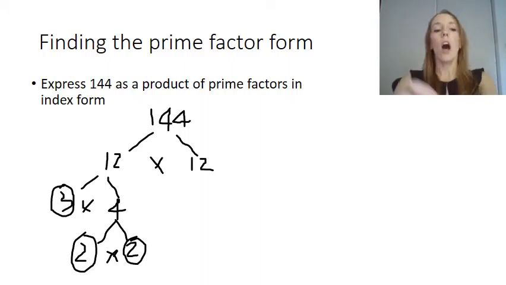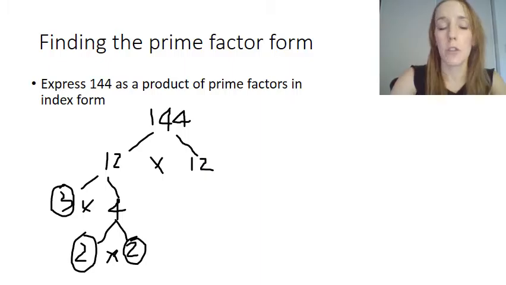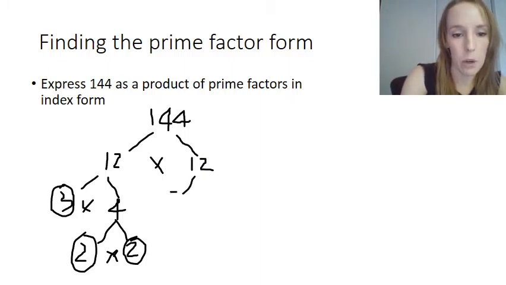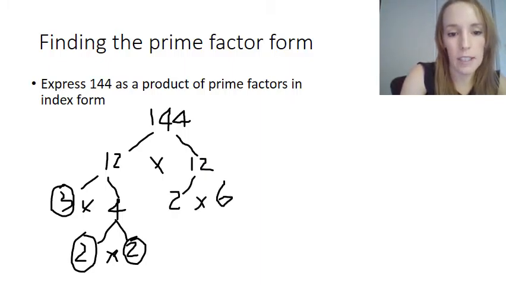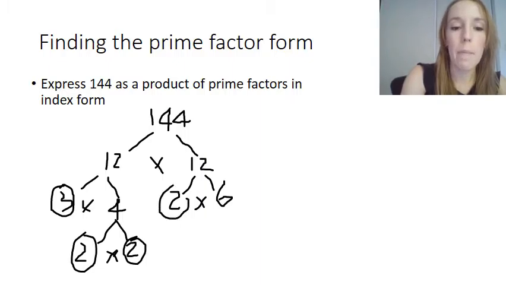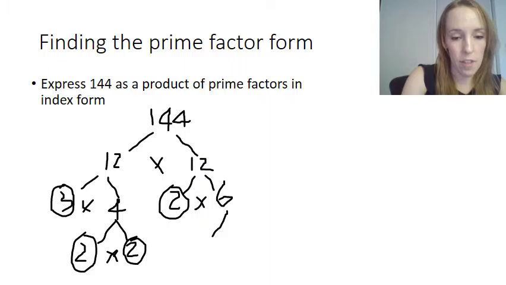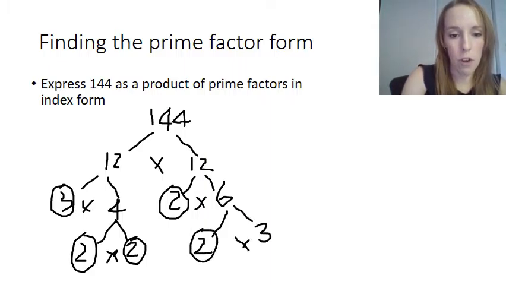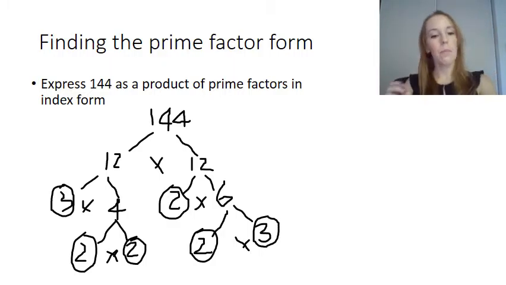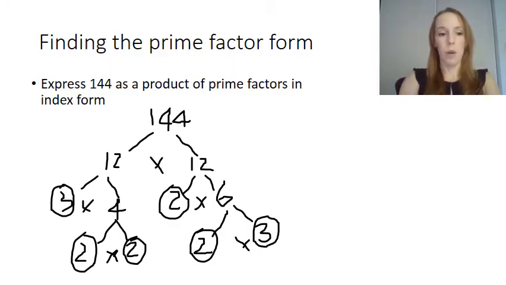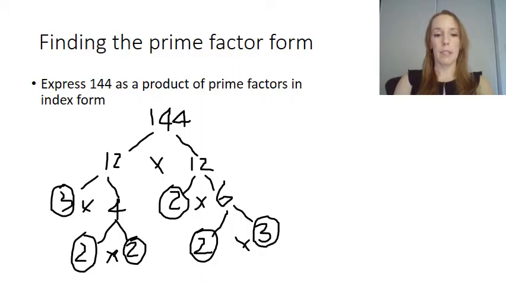On the other side, I'm going to do the same thing. I'm going to branch down the 12. And I'm just going to show you that you don't have to pick the certain numbers. So on this side, I'll do 2 times 6, because 2 times 6 is 12. Now 2 is a prime number, so I'm going to circle that. 6 isn't a prime number. It can be broken down further. 2 times 3, and both of those are prime numbers. So you can see here what I'm left with is a bunch of prime numbers that I've circled.